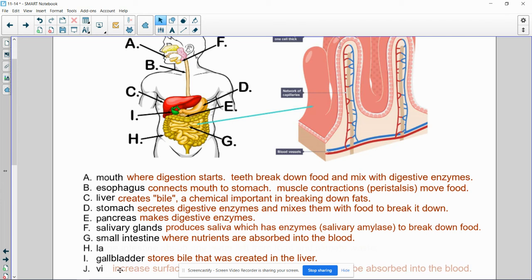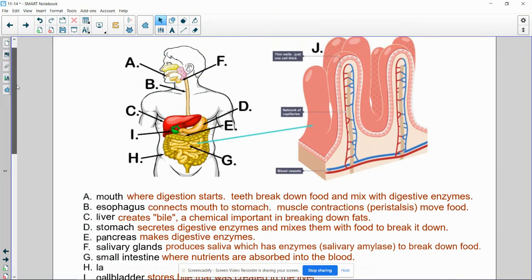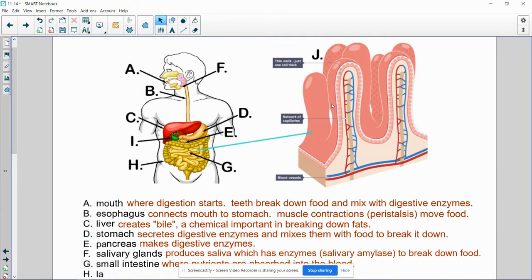So the villi are a lot like the alveoli. The alveoli are the final branching of the lungs. The villi are these little fingers inside of the small intestine where the capillaries can circulate the blood and pick up any digested nutrients and sugar, etc.